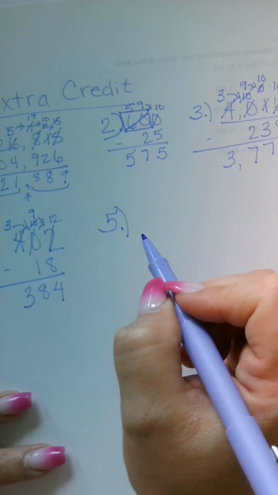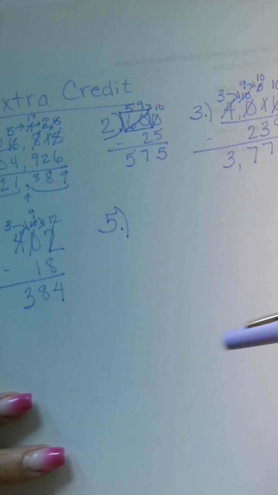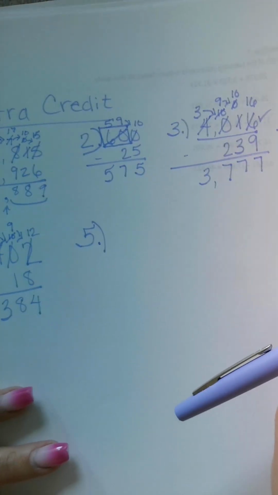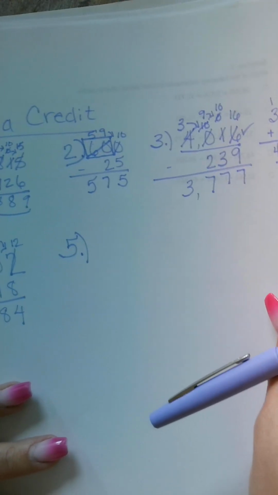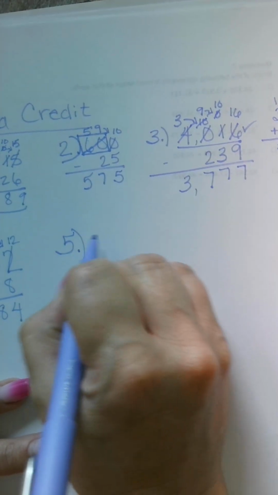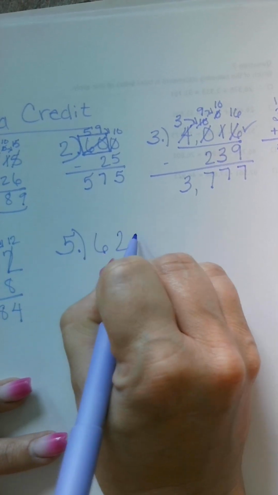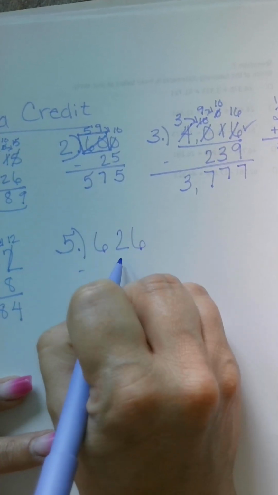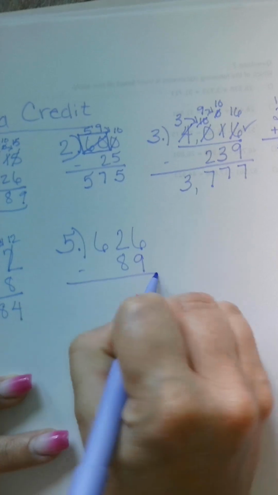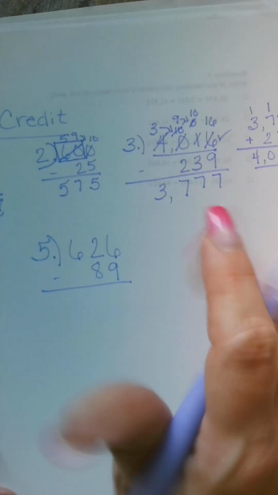I said I was going to do 10. Totally lied about that. I'm going to do 5 of these, and on this one we're actually going to show the blocks to work it out. So we're going to do 626 minus 89, and I'm going to draw these blocks out.